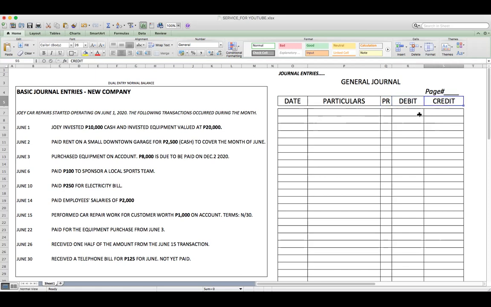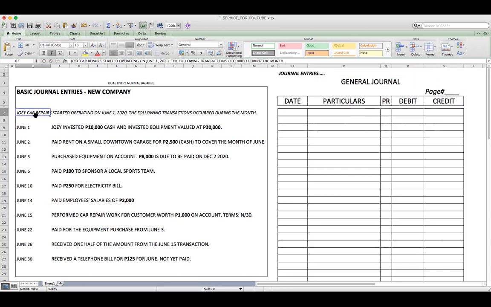Sa debit and credit, ang nilalagay dito, amounts. Sa particulars, yung debit account title and the credit account title, including the explanation or brief description of the transaction. And you have also the page number. Kasi kung bakit may page number, parang libro, no?